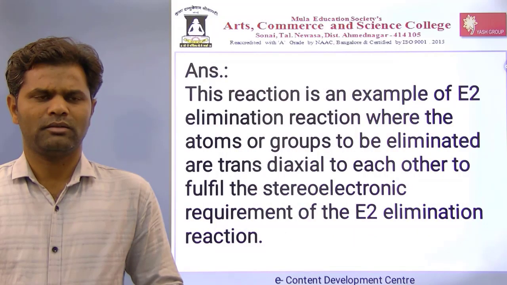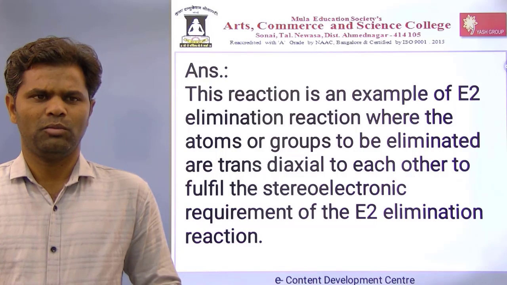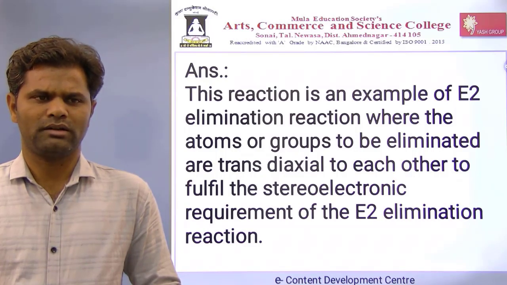This reaction is an example of E2 elimination reaction where the atoms or groups to be eliminated are trans-diaxial to each other to fulfill the stereoelectronic requirement of the E2 elimination reaction. As we have already seen in the previous slide, this is the stereoelectronic requirement of E2 elimination reaction. Now apply this concept to the dehydrochlorination of menthyl chloride here.